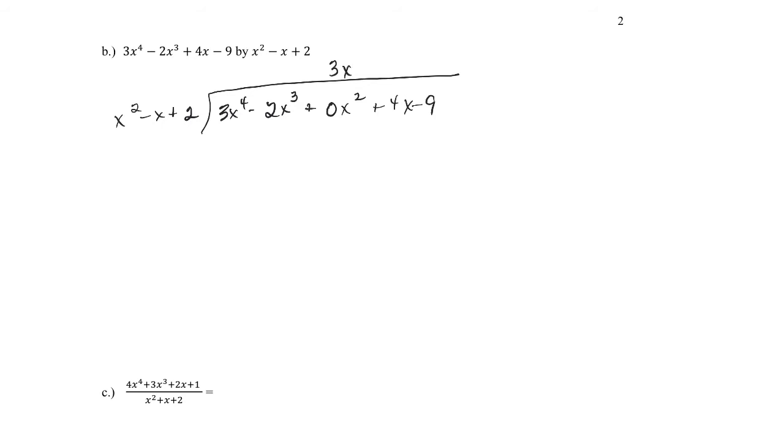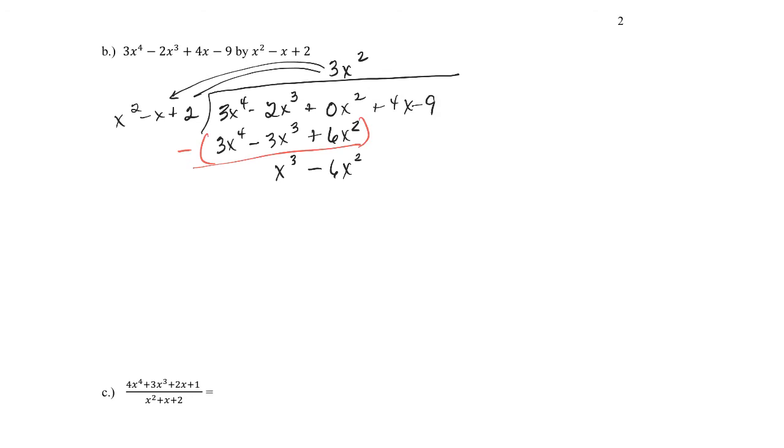So again, stack that in the x squared column. So 3x squared times x squared is 3x to the fourth. 3x squared times negative x is negative 3x cubed, and 3x squared times 2 is 6x squared. Don't forget, we're subtracting each of these terms. So 3x to the fourth minus 3x to the fourth is 0. That means I chose appropriately. Negative 2x cubed minus negative 3x cubed. So negative 2x cubed plus 3x cubed is x cubed. 0x squared minus 6x squared is negative 6x squared. And then bring down the 4x.